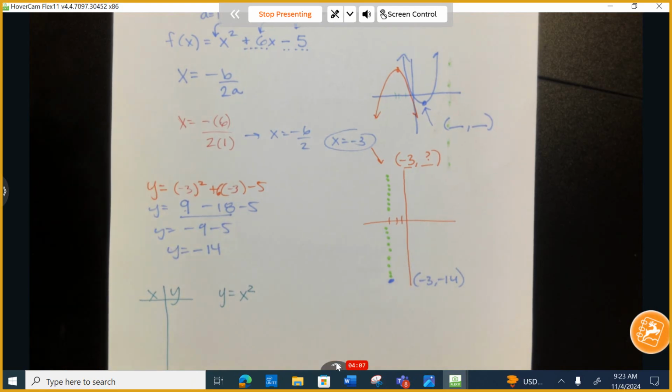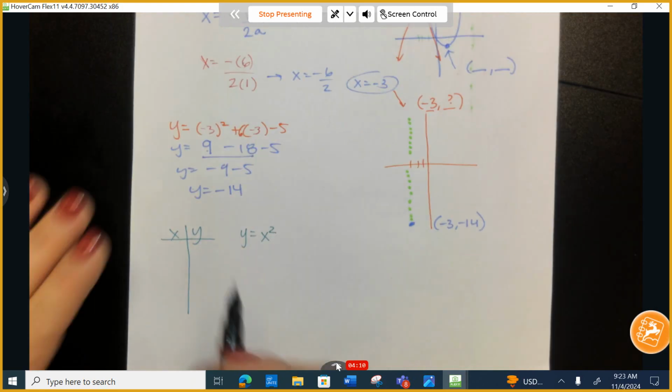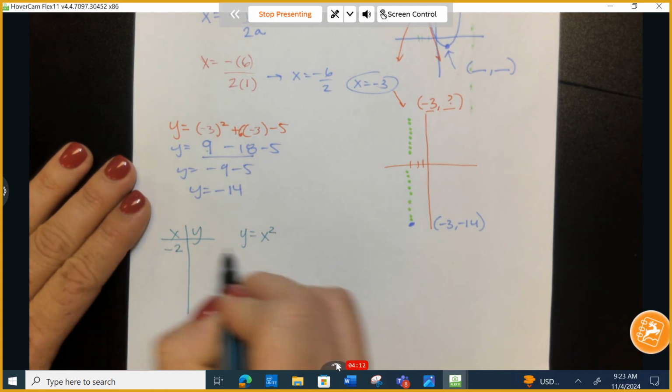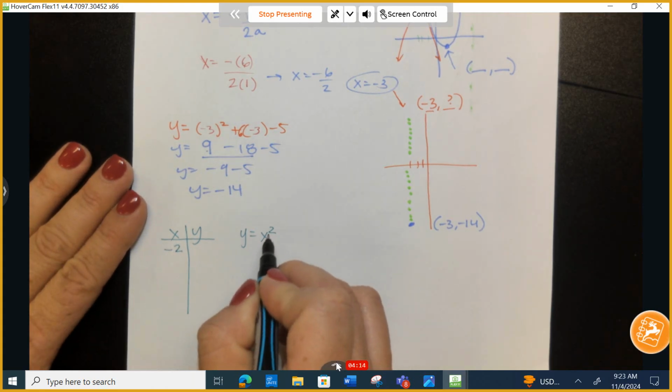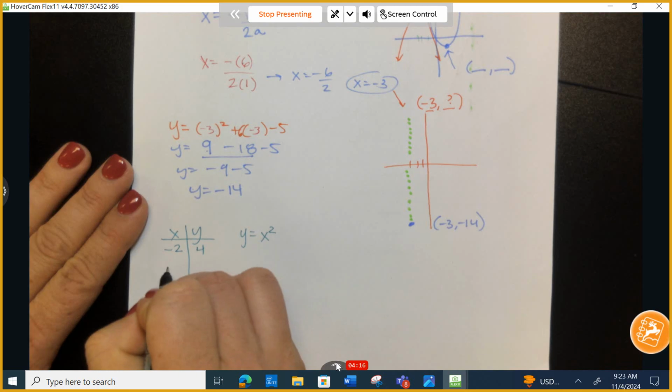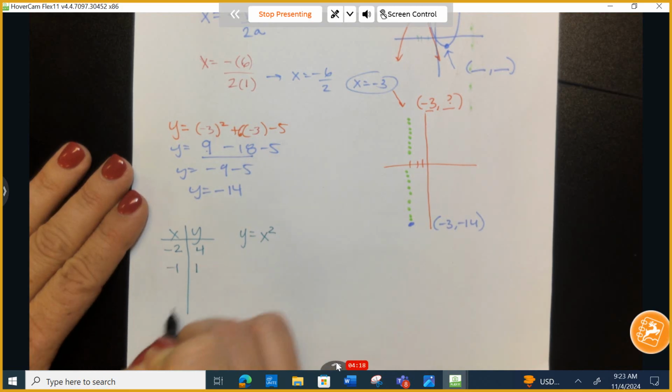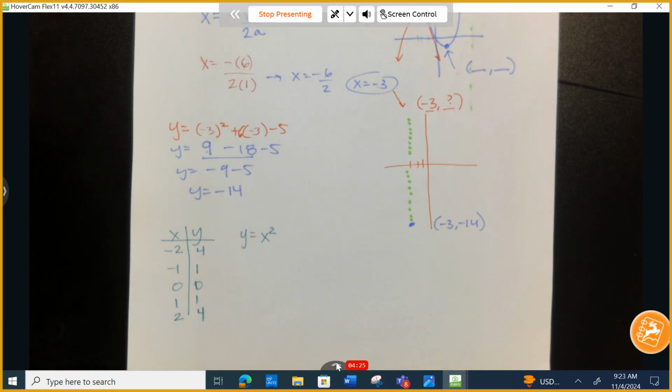This is the parent function for quadratic equations. When I have an input value of negative 2, I know negative 2 times negative 2 is 4. Negative 1 times negative 1 is 1. You are writing this down: negative 2, 4; negative 1, 1; 0, 0; 1, 1; and 2, 4. Those are going to guide me in graphing.